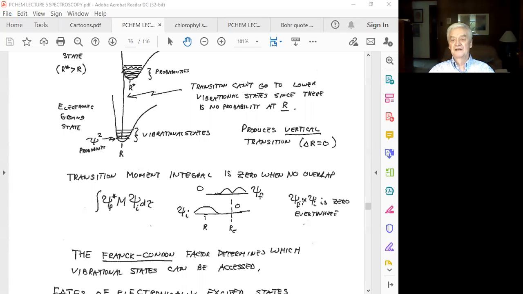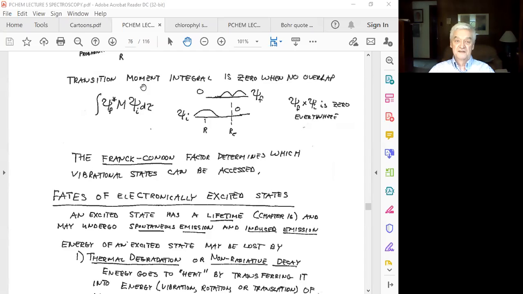So I'll try to show that here. If we try to go from an initial state, and here's the probability down here, and our excited state has the probability to the right, the product of these two is always going to be zero or very close to zero, and so you would not have a transition. So the only way you can get transitions is if you go to a high enough vibrational state that these two wave functions can overlap. Both psi sub i for the initial state and that for the final state have to have non-zero probability at the same place.